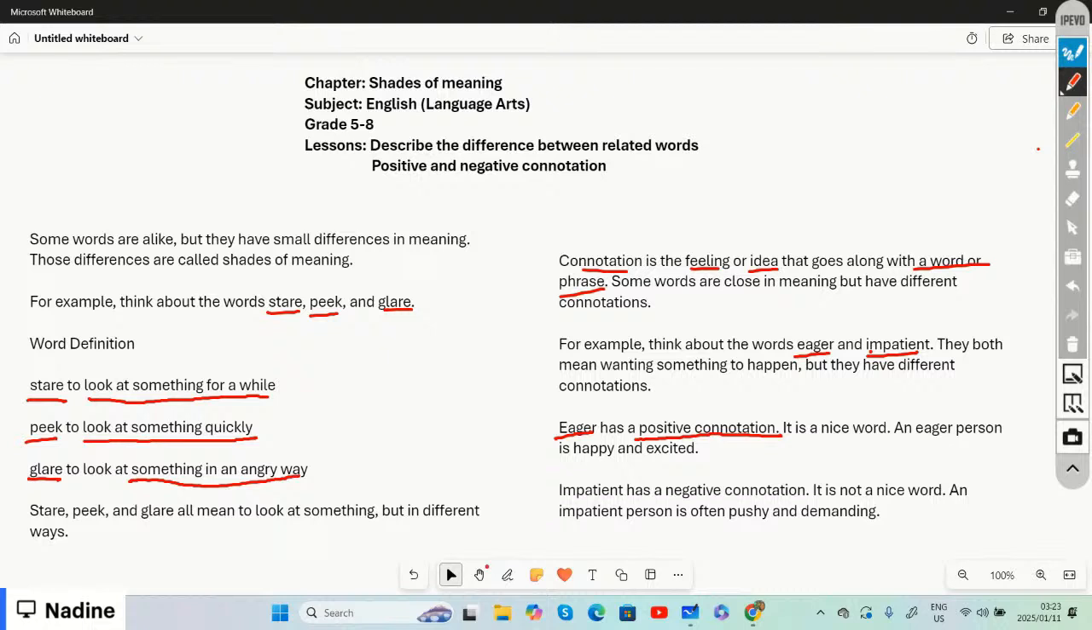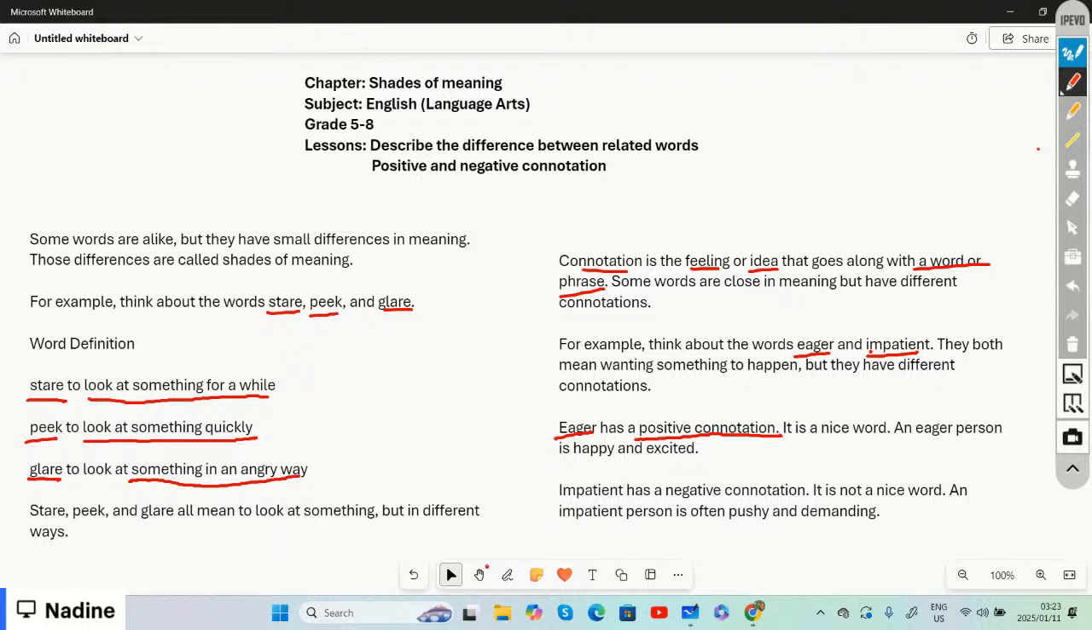So eager is basically a nice way, because you are patiently waiting for something. It just means that you're excited, you are happy, you can't wait for something, but in a patient or happy or excited way, right? That is eager. So that is a positive connotation. It's like telling your friends already, like, yo, I'm going to get this. I can't wait, because my mom is going to buy me this, and I'm doing this and that, and I'm cleaning and I'm doing chores and I'm behaving.